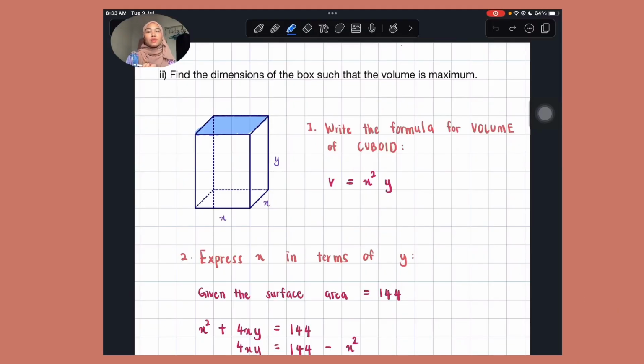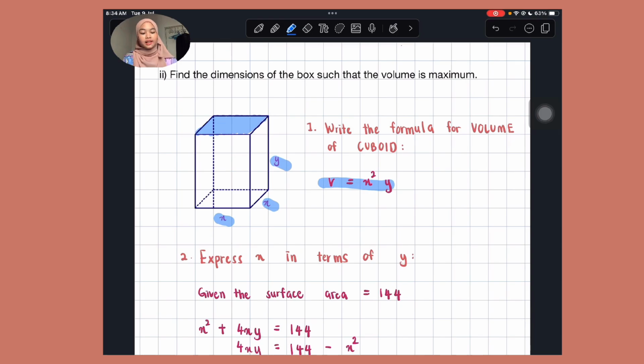Next, I'm going to explain question number 2. For question number 2, they are asking to find the dimensions of the box such that the volume is maximum. In order to solve this question, the first step is to write the formula for the volume of a cuboid. The volume formula of a cuboid is height times width times length. So the formula that we will get is V equals x squared y.